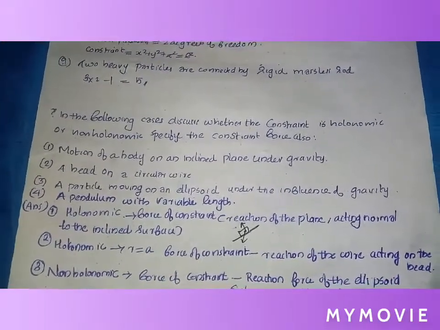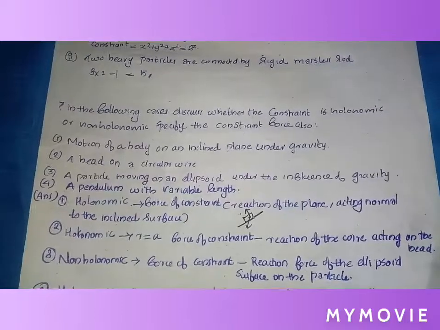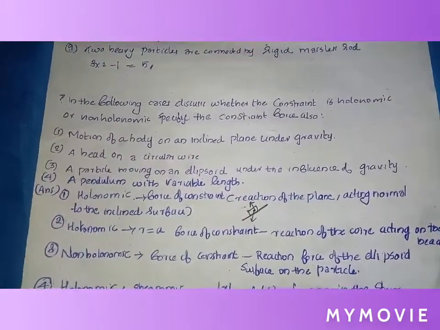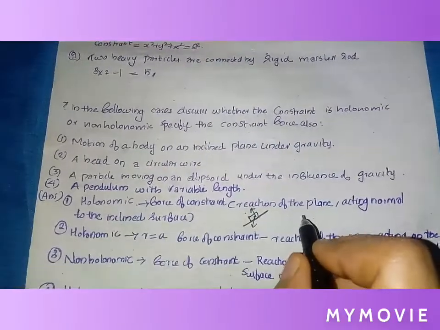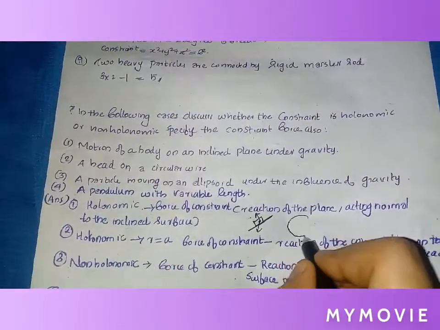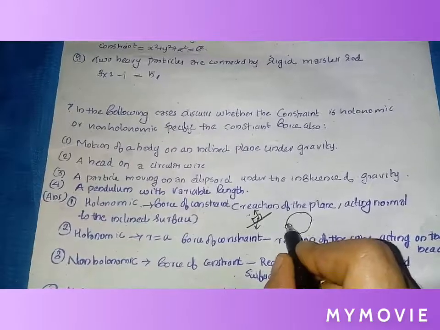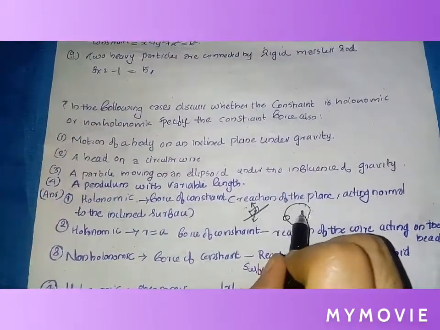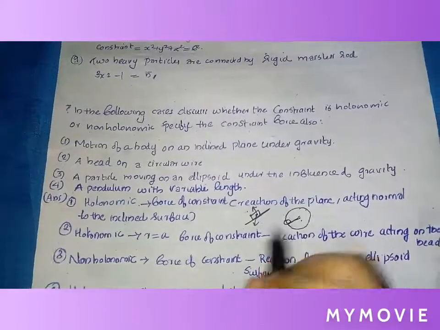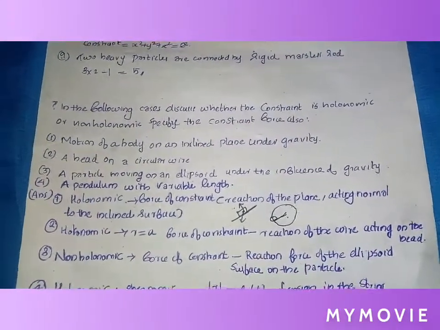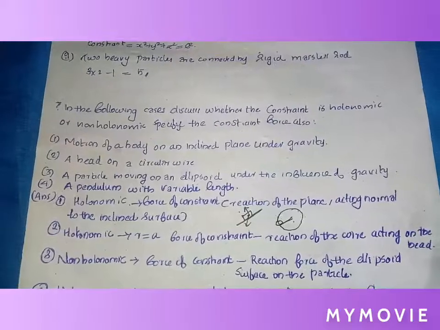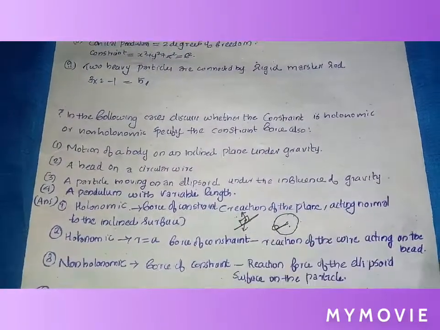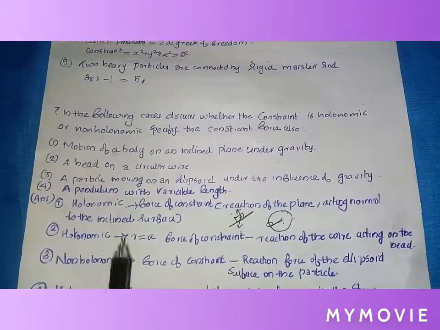Next example, a bead on a circular wire. Here a circular wire in which a bead moves. So it is holonomic. Here we can express the constraint by R is equal to A. And the force of constraint is the reaction of the wire acting on the bead. The reaction of the wire acting on the bead is the force of constraint here.